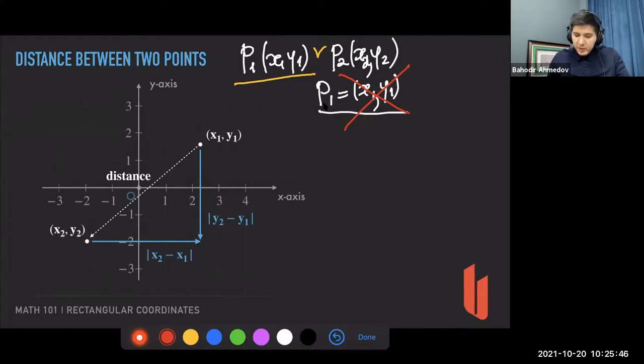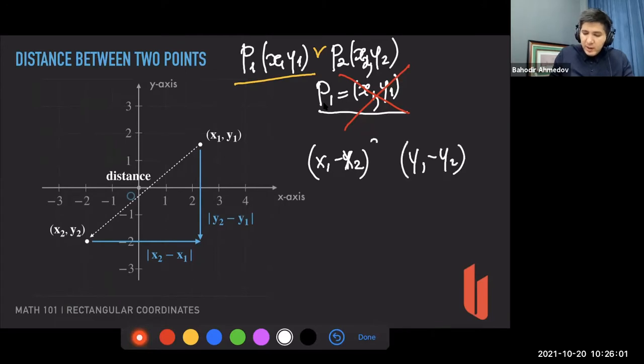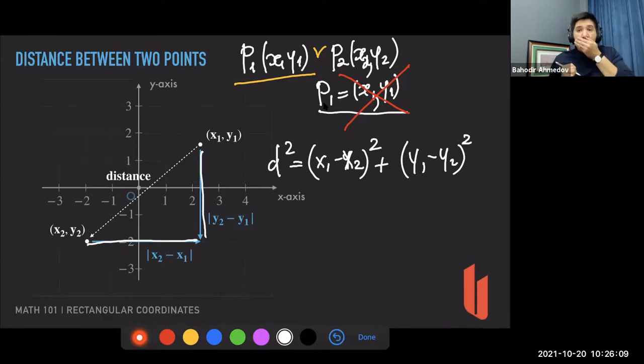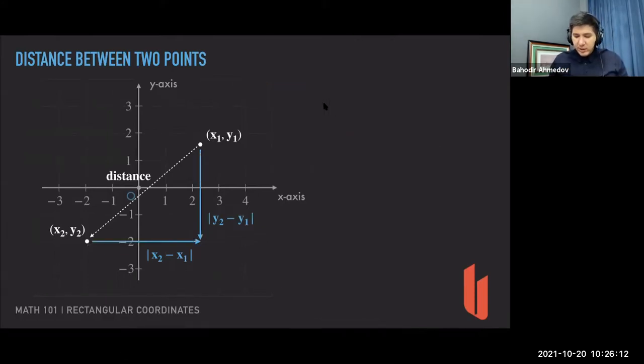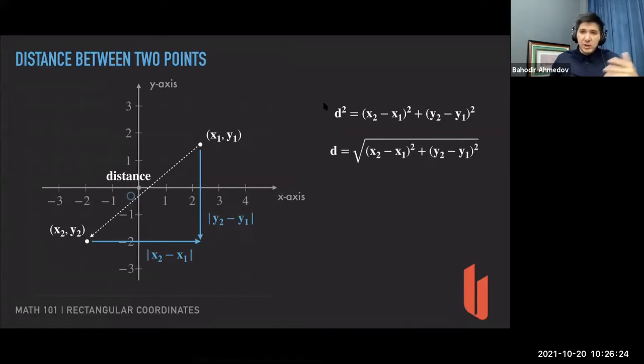Okay, it's important. So we are going to find the difference of the x coordinates, which is going to be x1 minus x2, right? And the difference of the y coordinates, which is y1 minus y2. And the sum of their squares is going to give you the distance squared, right? Because it's going to give you the lengths of the right angle triangle, right? Okay. So here is the formula. The distance squared is the difference of the x coordinates squared plus the difference of the y coordinates squared. Then obviously d is going to be the square root of this expression.